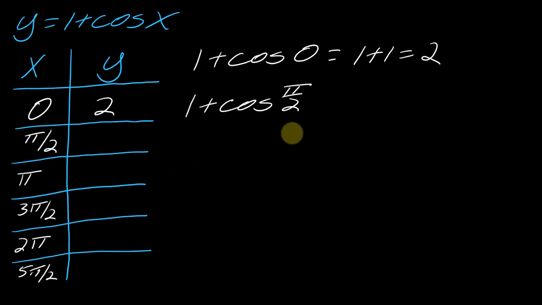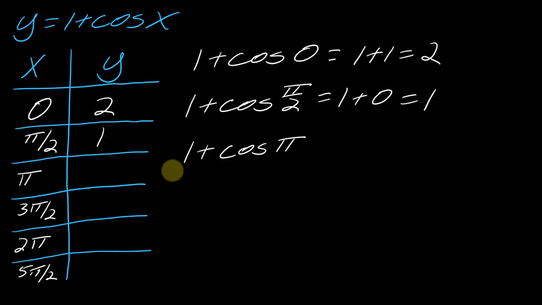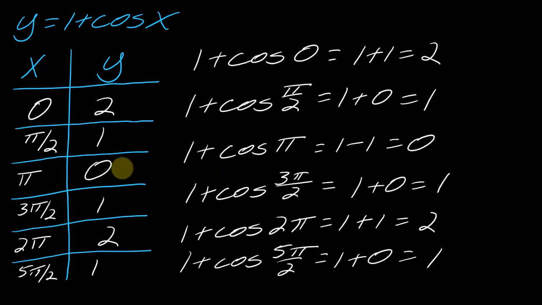Okay, so what about 1 plus cosine of pi over 2? Plugging in the next value, that's just going to be 1 plus 0, so that's just going to equal 1. So we can just put a 1 there. And then 1 plus cosine of pi, that's going to come out to 1 minus 1, so that's going to equal 0. And then we can just keep going with it. I've got the rest of the work here if you want to check that out. Highly recommend when you're doing this that you make sure that this work makes sense to you.